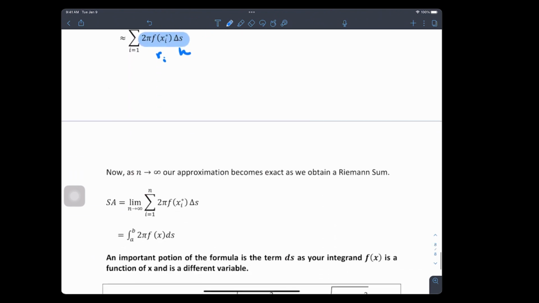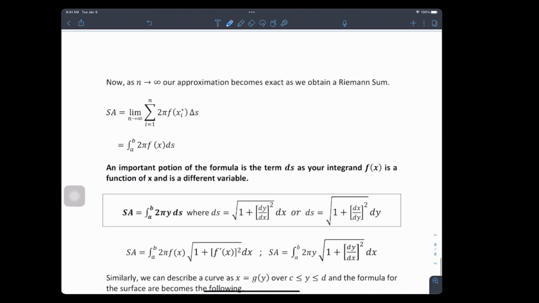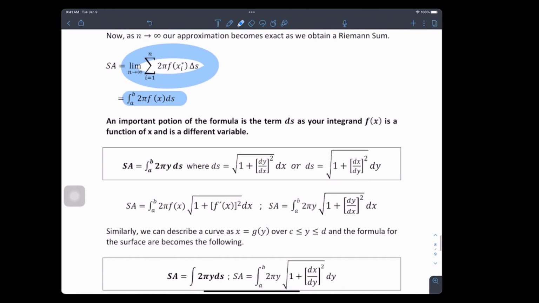So what happens now is you take the limit. This is no longer approximate. This is exact. So the limit now, as n goes to infinity, your approximations get arbitrarily small. We obtain what's called the Riemann sum. This is your integral. So this is the exact surface area formula here, okay? An important portion of the formula is to determine ds as your integrand. f of x is a function of x and is a different variable. So let's go through this idea here.